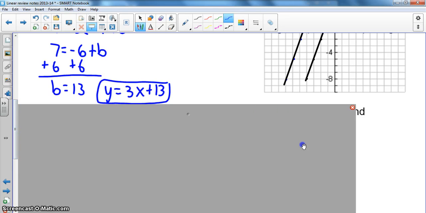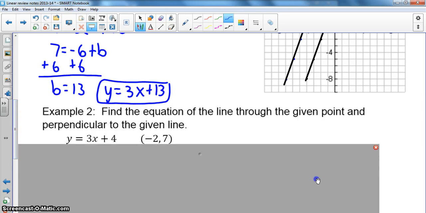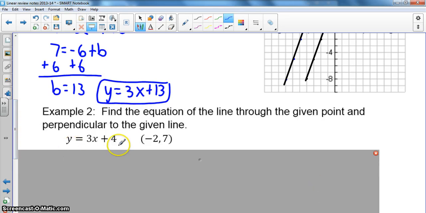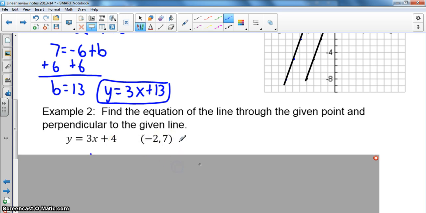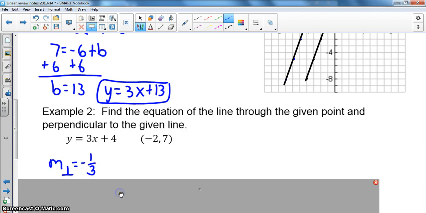Now on to the perpendicular. It's the same line we start with, same point we started with, but now we want to find the equation of the line through the given point that's perpendicular. So we have to recall what perpendicular slopes are. Up above it says it's a negative reciprocal slope. So here our original slope is 3. The negative reciprocal of that would be -1/3. So my perpendicular slope has to be -1/3.